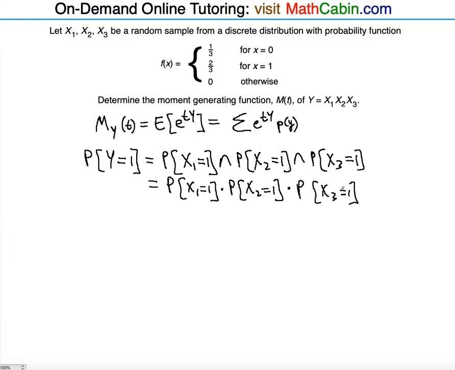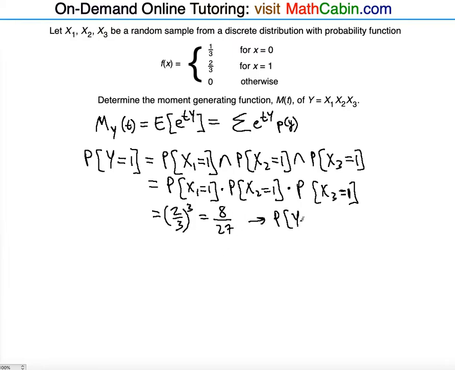So what is the probability that x1 is equal to 1? Well, that's going to be 2/3. The next one, also 2/3, and the next one, also 2/3. Same probability, so we can simply cube that. If you cube that, you will get 8 over 27.